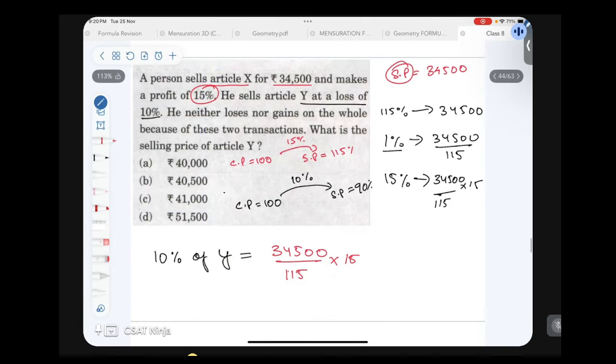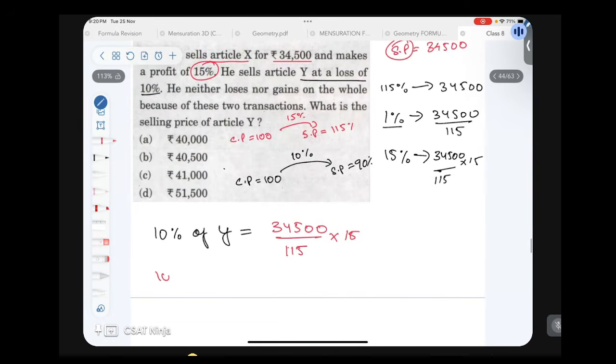If you simplify this, I'll just write it halfway and leave it for you. 10% is 10 divided by 100 into Y equal to 34500 divided by 115 into 15. You can simplify this further; I'll leave it for you. The 0s cancel, so Y is equal to 3. Can we cancel this? 5 3s are 15. 5 2s are 10. 5 3s are 15. We can also cancel here, but let me just stop here for once.